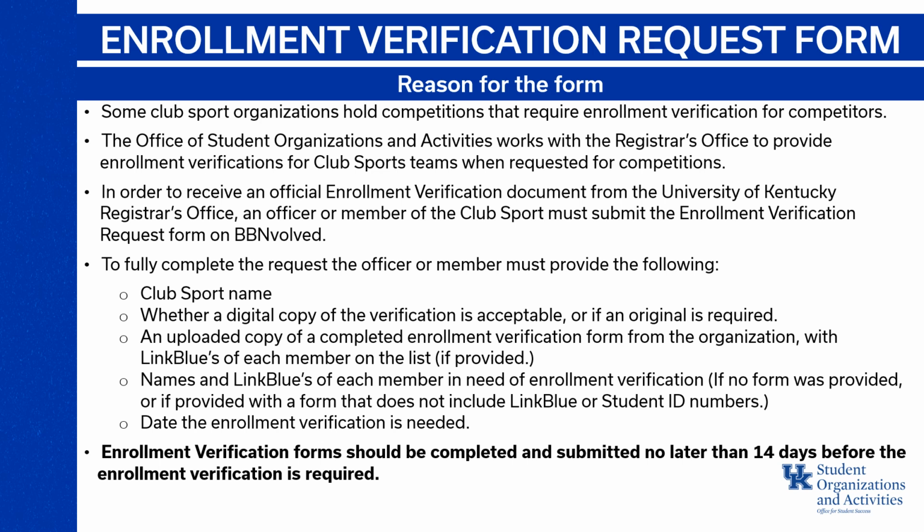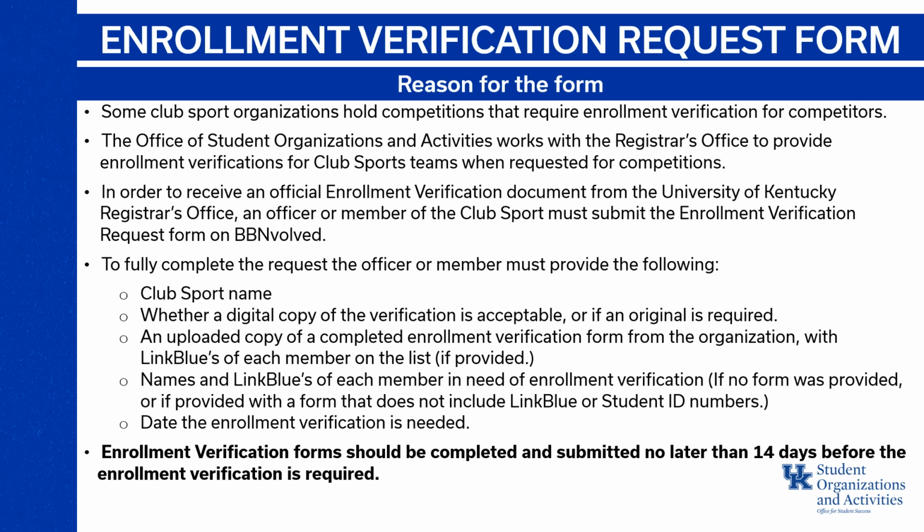In order to receive an official enrollment verification document from the University of Kentucky's Registrar's Office, an officer or member of the club sport must submit the enrollment verification request on BB Involved. To fully complete the request, you will need to provide the following: the club sport name, whether a digital copy of the verification is acceptable or if an original is required. Some leagues require an original document, others will accept a digital form, so you will be asked to tell us which one you need.